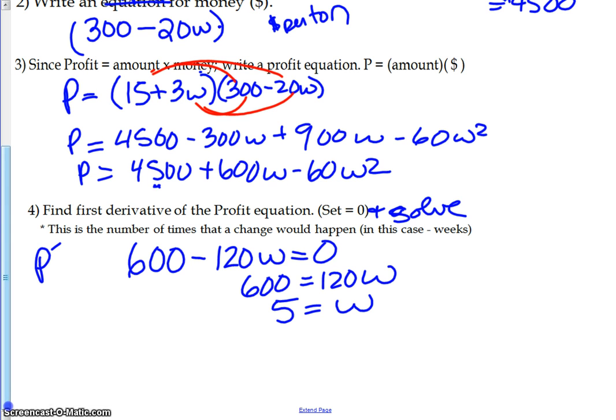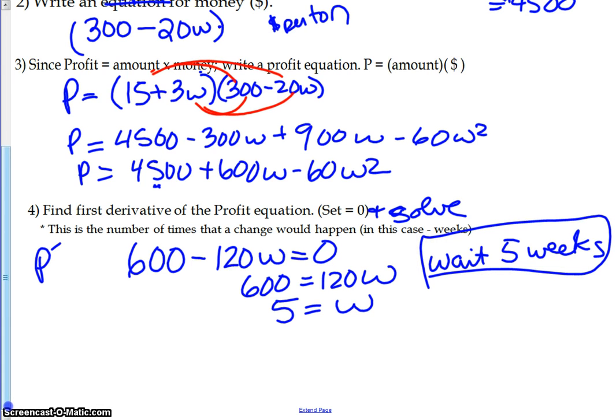Well, what does that mean? That means our farmer here should wait 5 weeks. That's our advice as a mathematician. Because in 5 weeks, what is the profit going to be? So here's my profit equation.